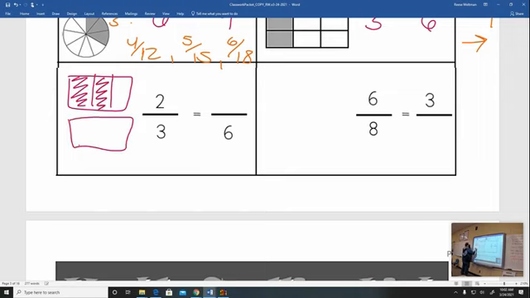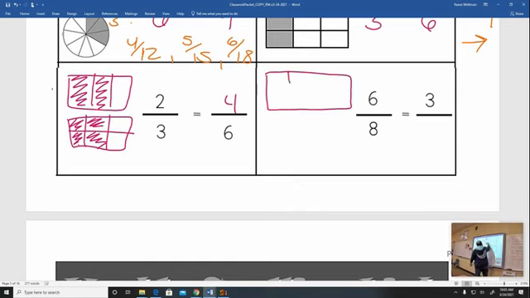But what if I needed to do another one? Based on what it says, we have 6. How many do I need to shade in to make that equivalent now? 4 of them. Now, we have 6, right? 1, 2, 3, 4, 5, 6.